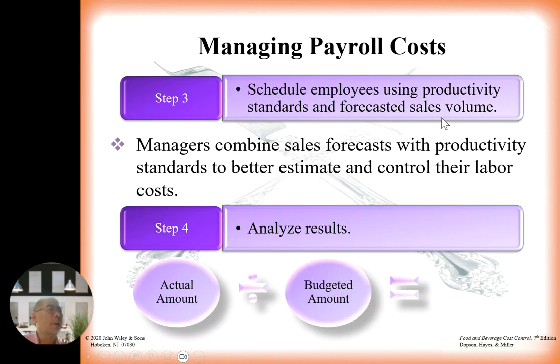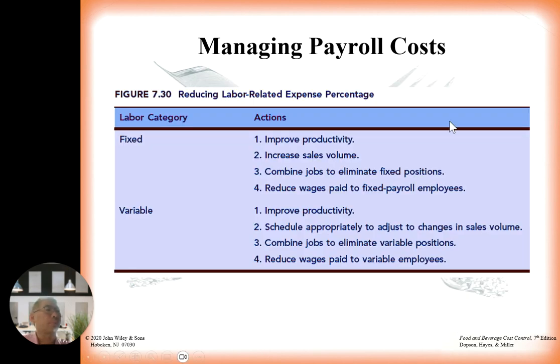In terms of step three, schedule your employees using productivity standard and forecast sales volume. You may combine the sales forecast with productivity standard for a better estimate and control of labor cost. Step four, analyze the real result. Basically, actual amount divided by budget amount, you get a percentage of budget. So this is step four that you have mentioned in terms of managing your payroll costs.